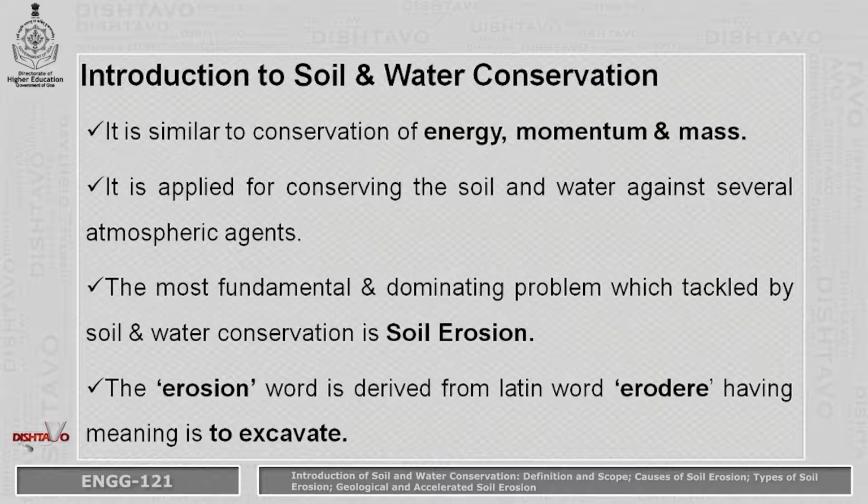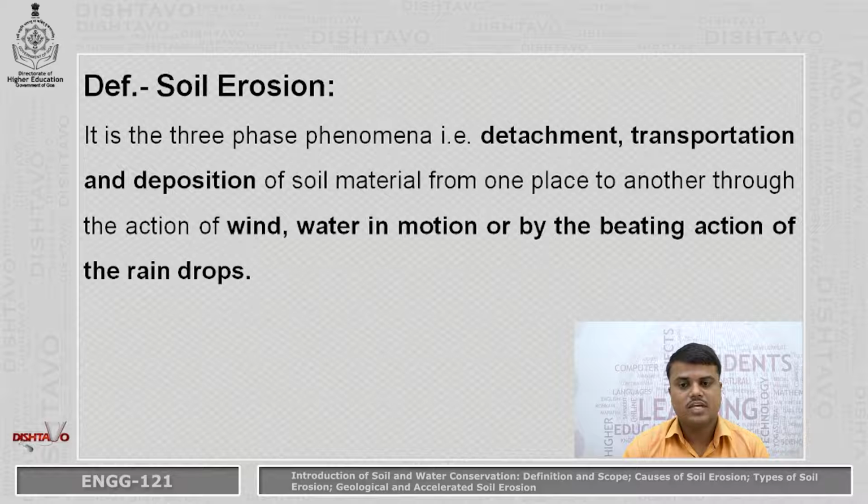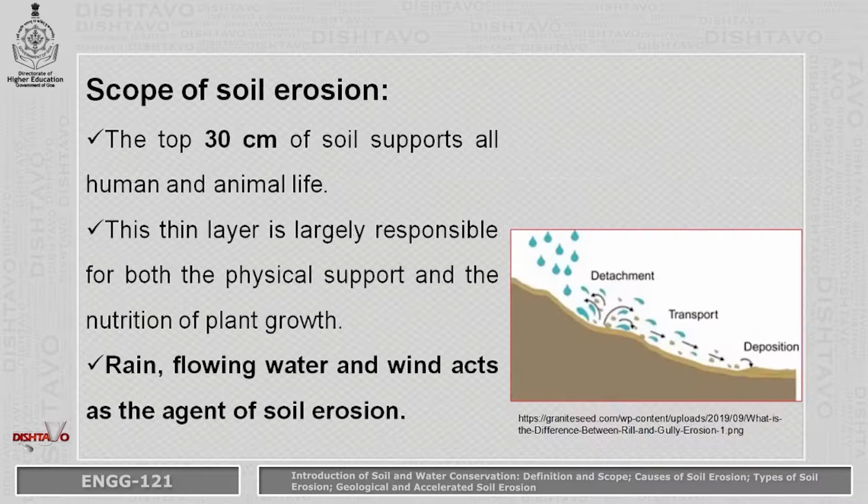Erosion is the term derived from the Latin word erodere, meaning to excavate. The definition of soil erosion is that it is a three-phase phenomenon, that is the detachment, transportation and deposition of soil material from one place to the other place due to the action of wind, water in motion or by the beating action of the raindrops.